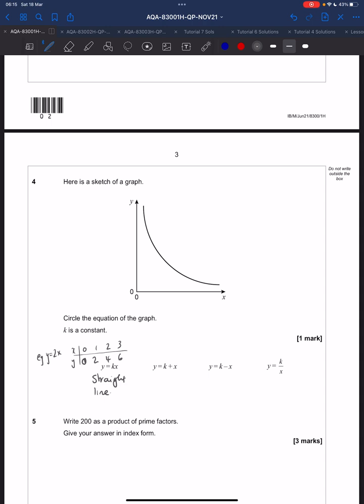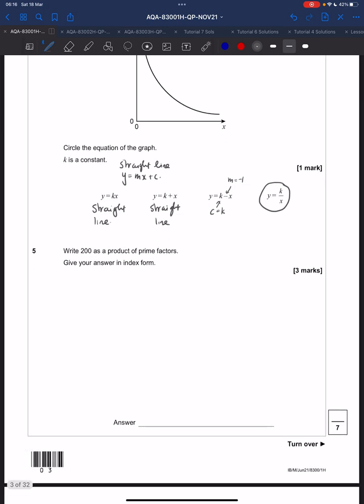y equals k plus x. That's a straight line. If you remember, y equals mx plus c is the general equation of a straight line. So this one, you've got an mx, c is 0, but it's still a straight line. This one is 1x and c is k, that's a straight line. This is also a straight line because the m is minus 1 and the c is k. And this is the one that's curved, k divided by x.